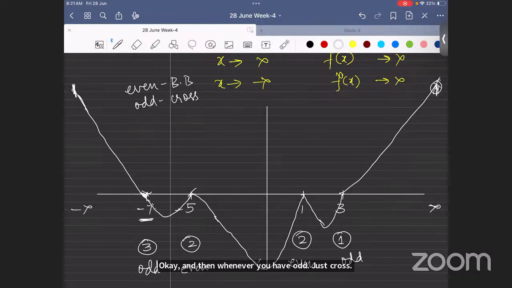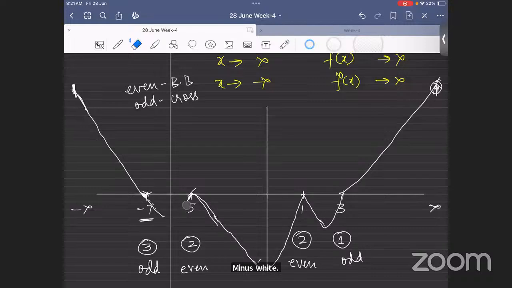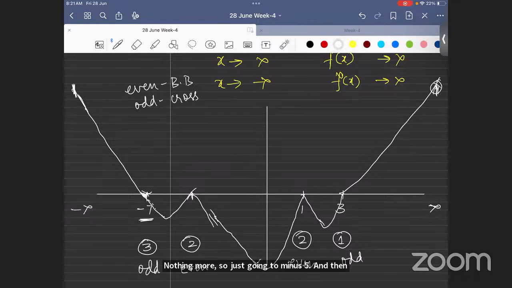Sir, after -5, is the line going around the axis or touching at any point? It's touching -5 and then coming down directly. It's just at -5, nothing more, nothing less. So it's just going to -5 and then touching back, bouncing back. So only at -5, not in the neighborhood.